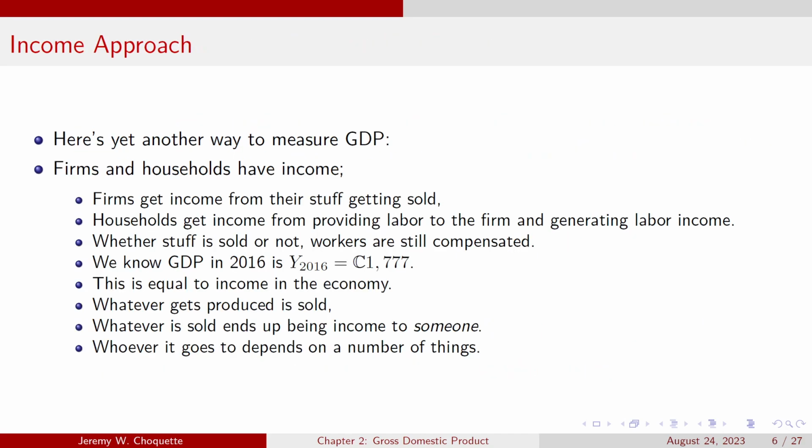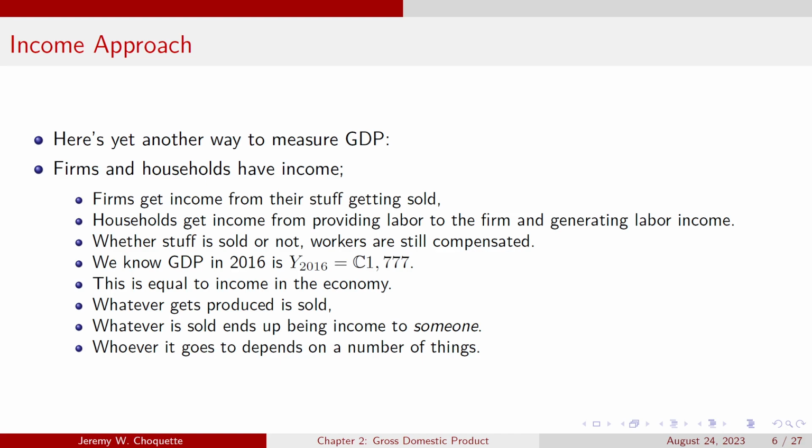But here's another way. It's what's known as the income approach, because households and firms have income. Firms get their income from their stuff being sold. You make a bunch of stuff and then you sell it. Well, the money that comes in is income. Households will get income from providing labor to the firm, generating labor income. Now, there's also non-labor income. What is that? Well, that's if you own capital and you lend it to the firm, and the firm is going to pay rent on it, and then they're also going to pay interest. Well, that rent and the interest is non-labor income. It's income that you're earning, but it's not being generated from labor.